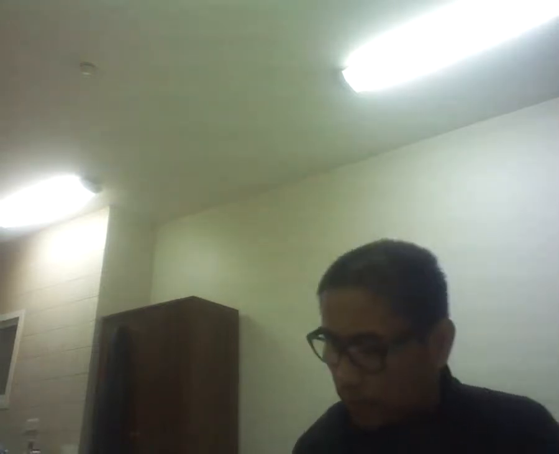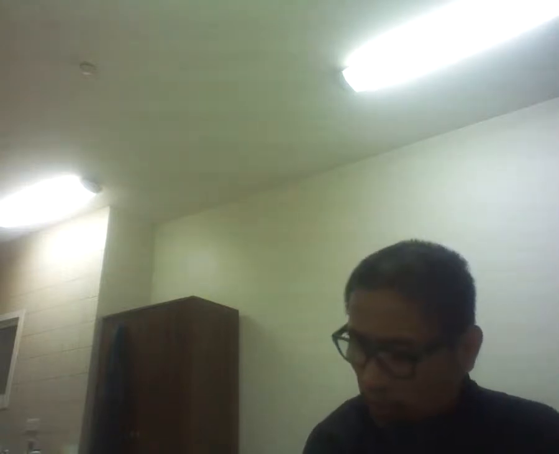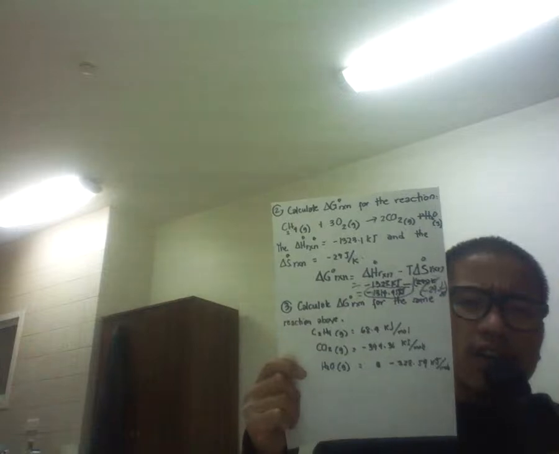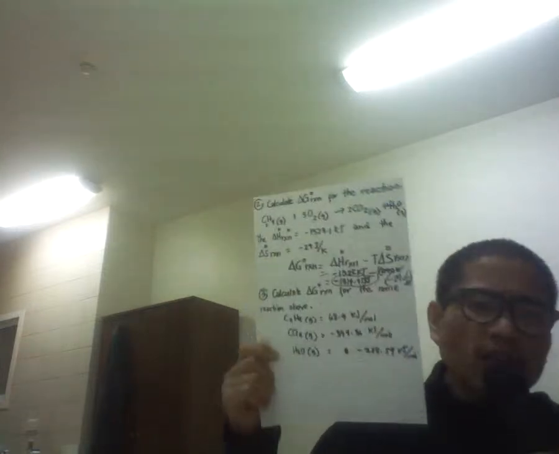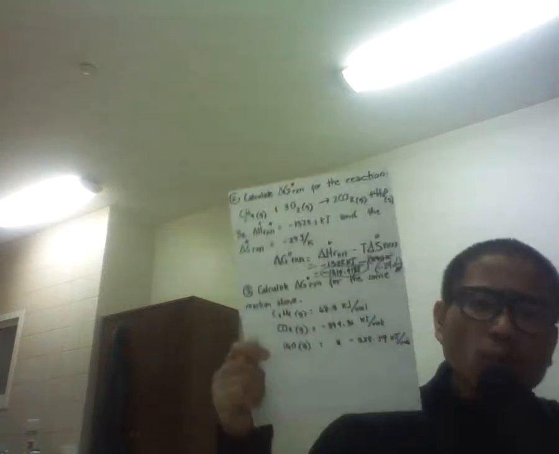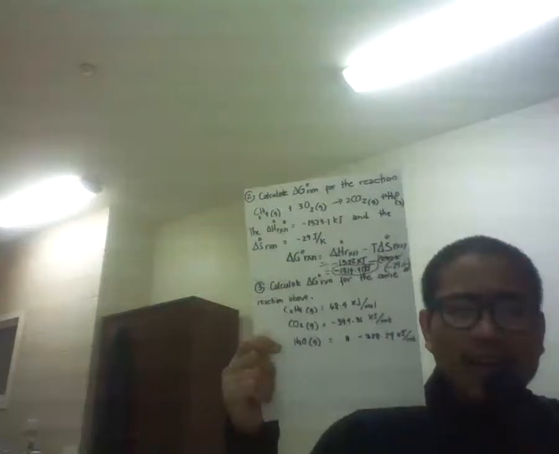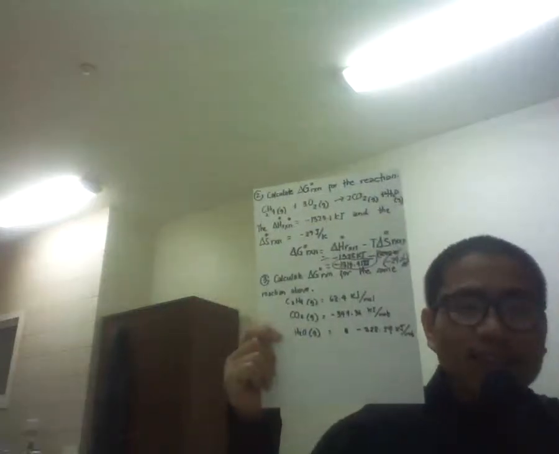So the answer will be negative 1314.25 kilojoules. Our standard change of free energy of the reaction is equal to negative 1314.25 kilojoules. Be sure that the units on the left and right sides of the subtraction are the same, or else it will become a wrong answer.